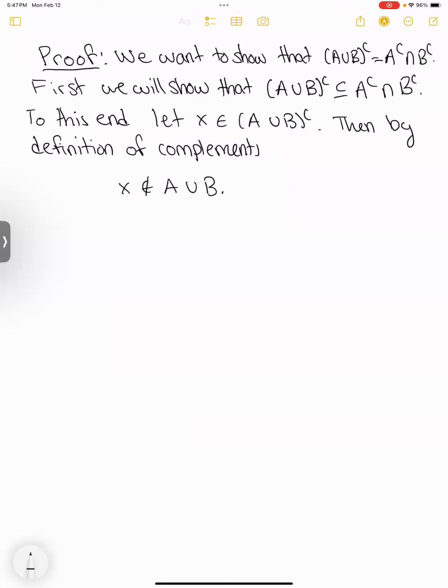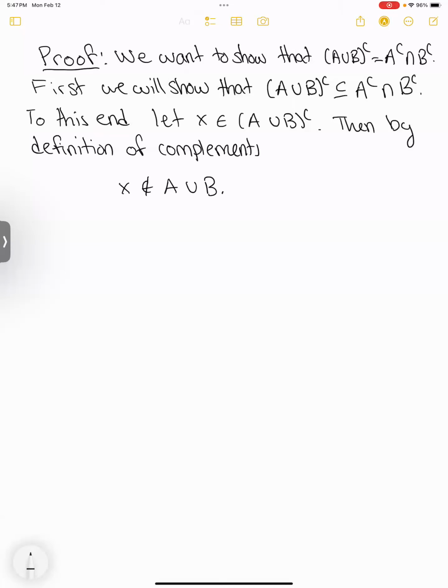Okay, so then we got to start unpacking the definition. By definition of complements, we know that X is not in A union B. Now this is a little bit funny because we want to use the definition of union, but we want to use it in the negative.